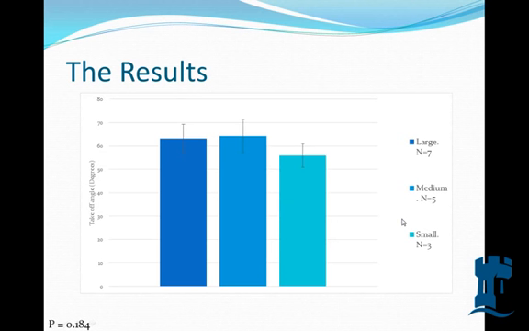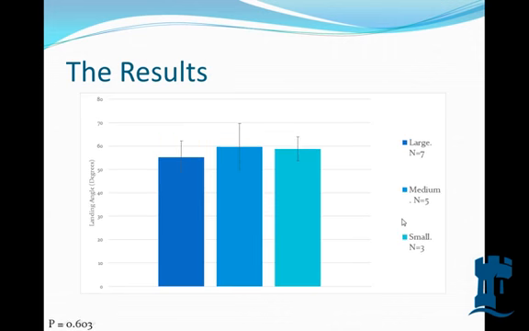This showed the mean take-off angle in degrees for all 3 height classifications. And then finally I've got the mean landing angle in degrees for the 3 height classifications.